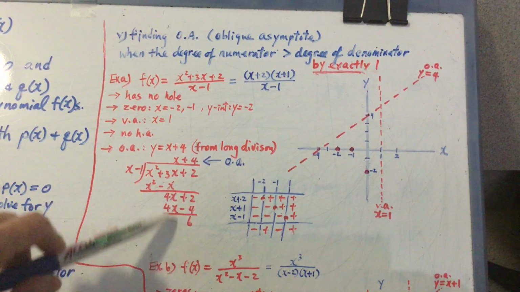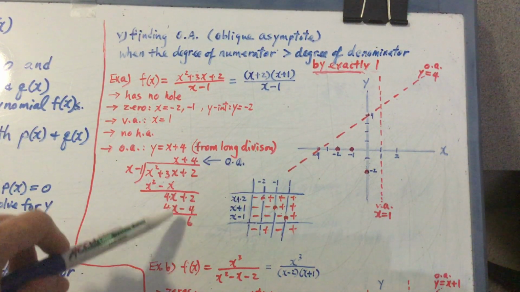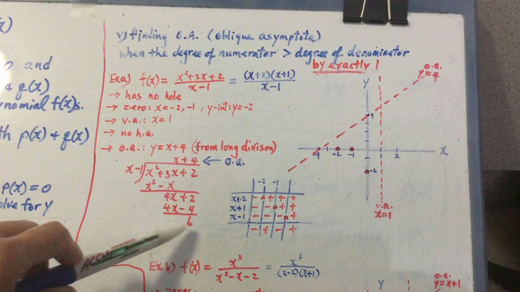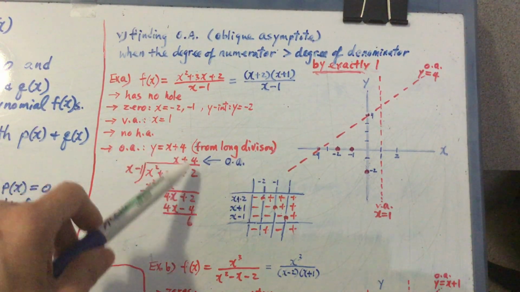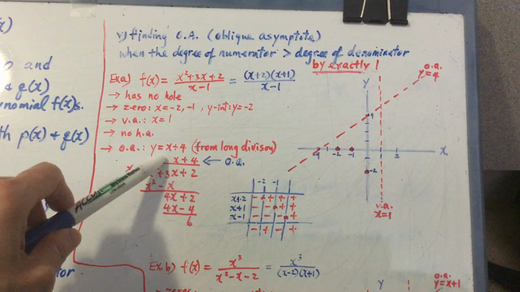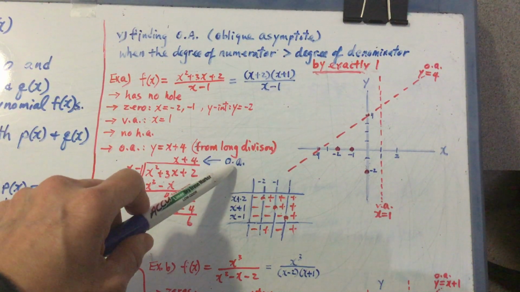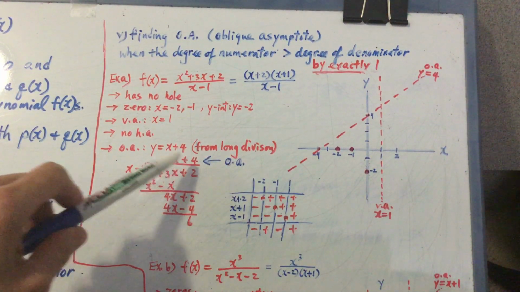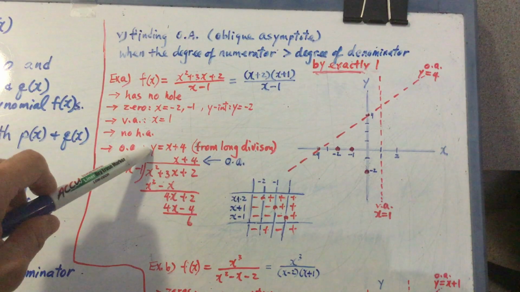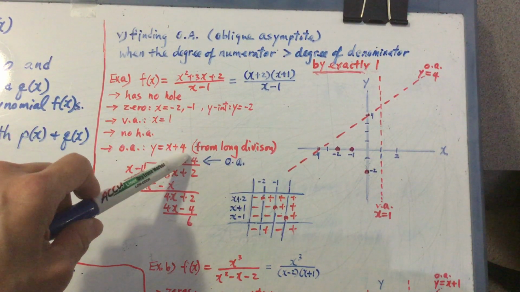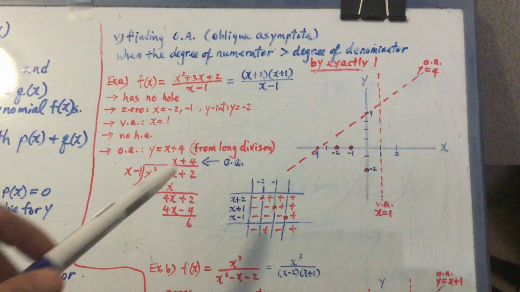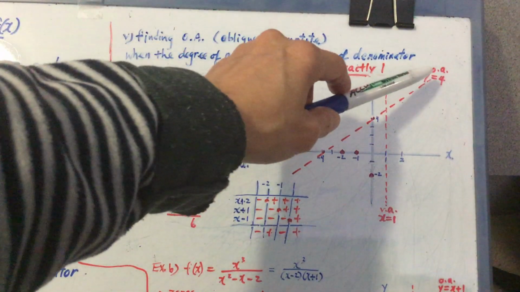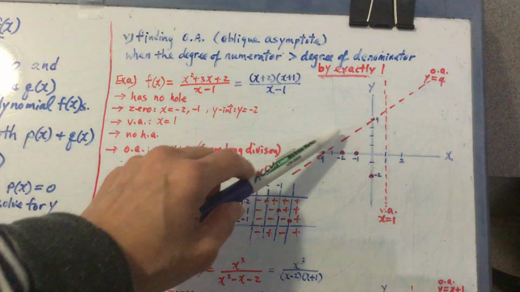I don't care what remainder you have, whether it's a 0 or whether there's something left here. Once you finish dividing, your quotient will be your OA. And this quotient becomes a line that starts with y equals x plus 4. This oblique line has to be drawn the same way as the broken line.